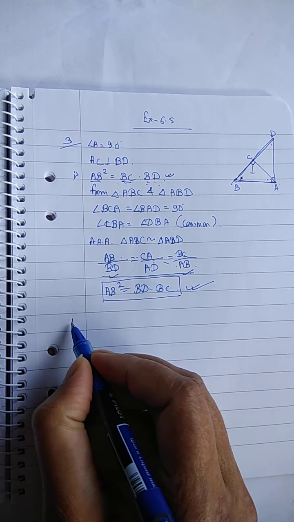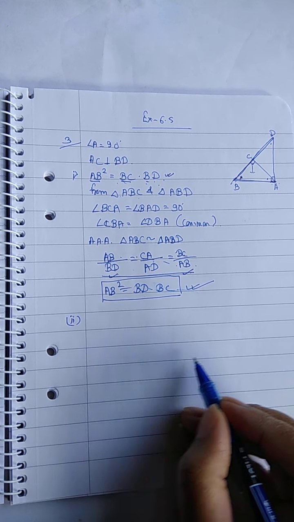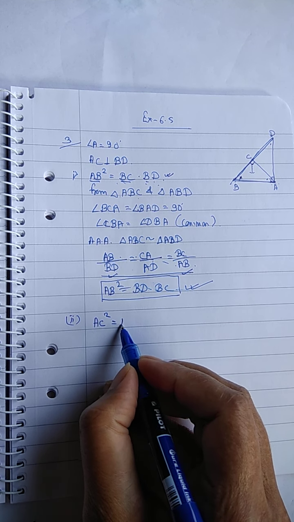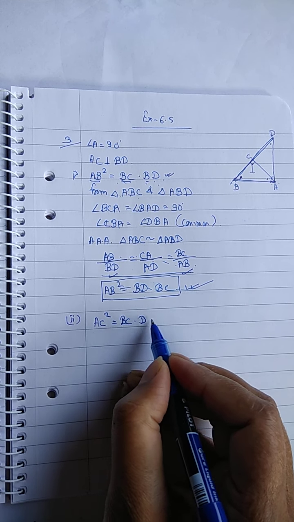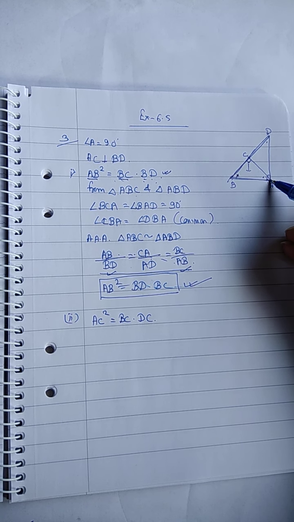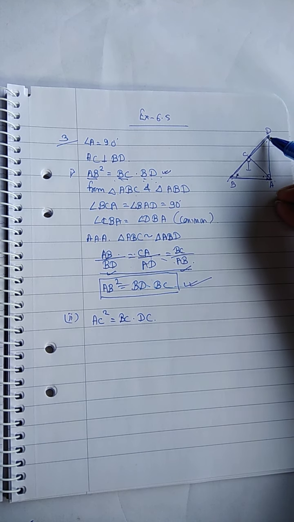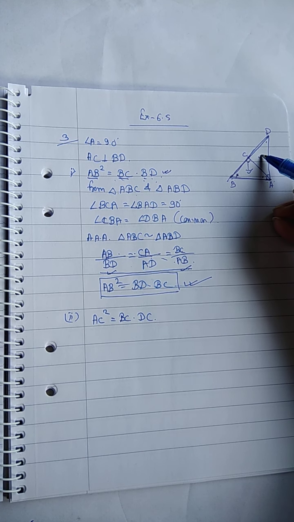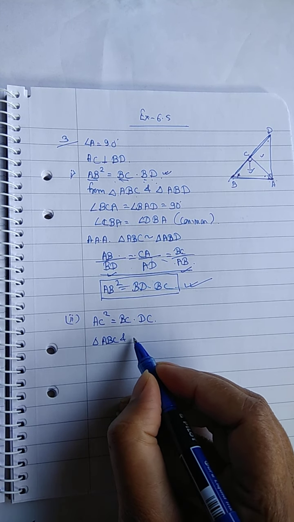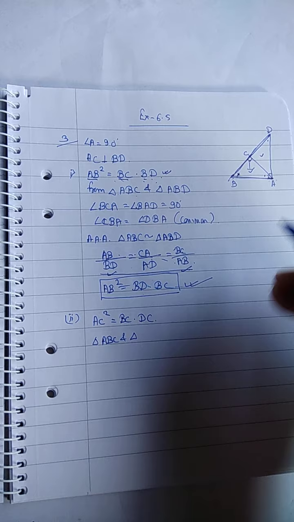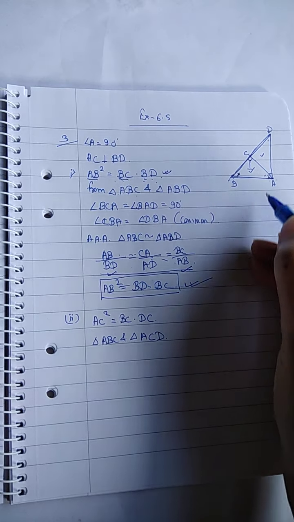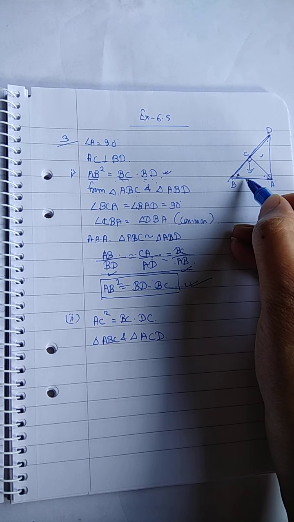Now the second one. What is the second one? AC square equals BC into DC. Let's see where AC is. AC is the middle one, BC is this one, and DC is this one. This is a small triangle and this is a small triangle. So we will take triangle ABC and triangle ACD. For that, first we will do one thing which I already explained in question number 2.